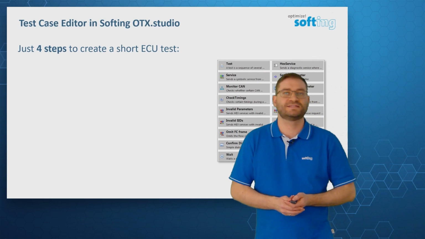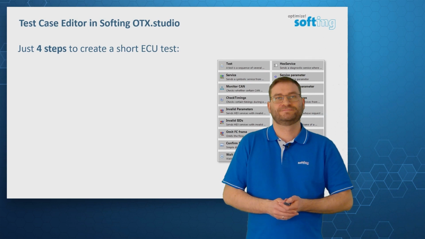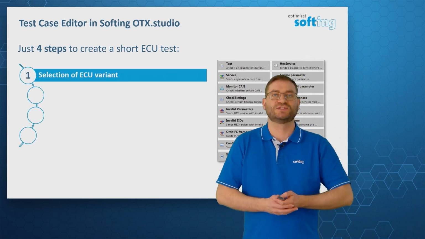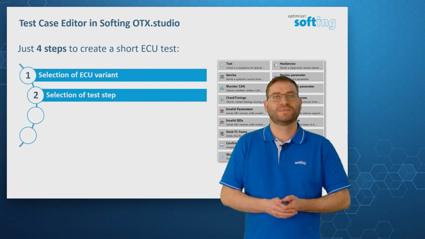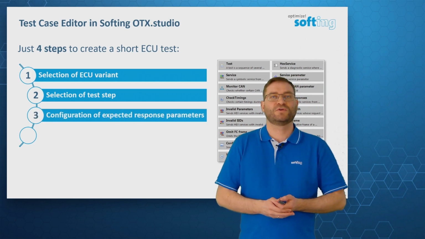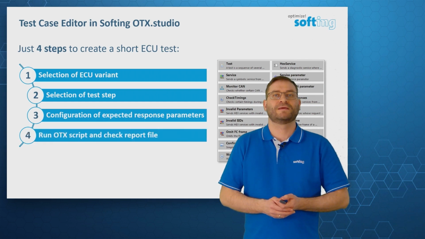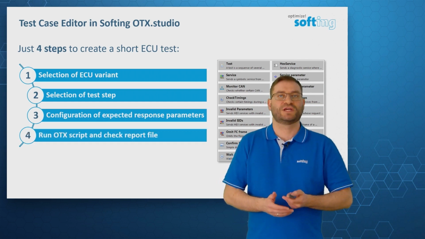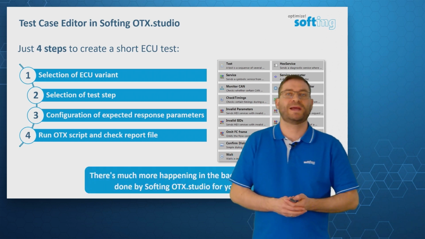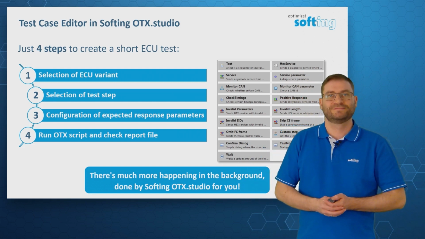When using the test case editor, just 4 steps are necessary to create short ECU tests. First, the selection of the ECU variant. Then the selection of one of the test steps, followed by the configuration of expected response parameters. And finally, we run the OTX script and check the report file. Of course, there is much more happening in the background, which is done by Softing OTX.studio for you. Now it's time to see the test case editor in action.